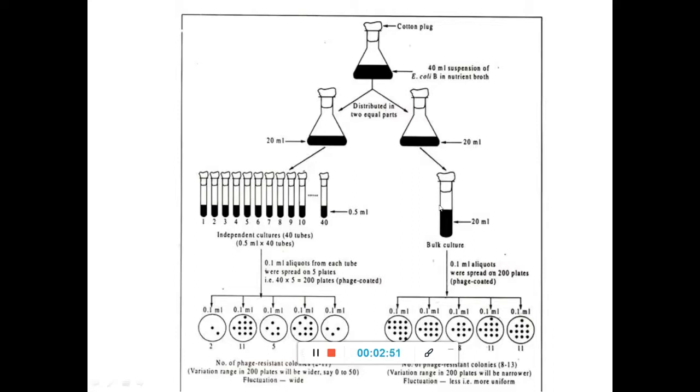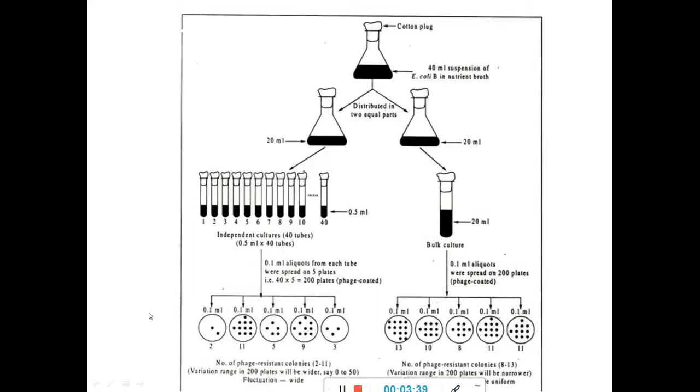And what he did is, 0.1 ml aliquots from each tube were spread on 5 plates which had already been coated with phages. So here also all these cells are not exposed to the phage yet. So from every tube, he is taking about 0.1 ml of the culture and spreading it onto the plate. And they analyzed about 200 plates, previously coated with phage. And here you can see that in one plate he got 2, in one he got 11, in one he got 5, and the numbers are here, and he got 9, and next he got 3.